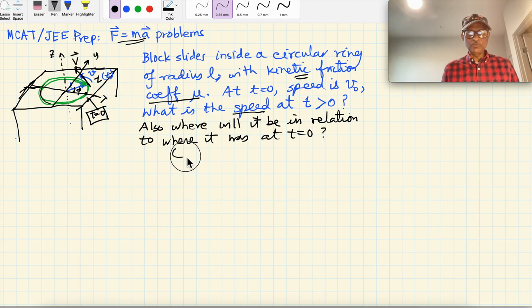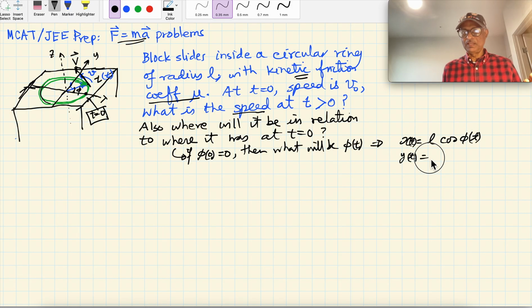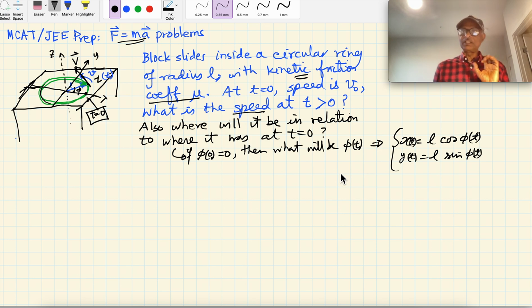So this is a question about what phi of t will be. If you want to figure out x and y given in this way, then x at instant t will be just L cosine phi of t, and y at instant t will be L sine phi of t. So this is like a polar coordinate way of thinking.